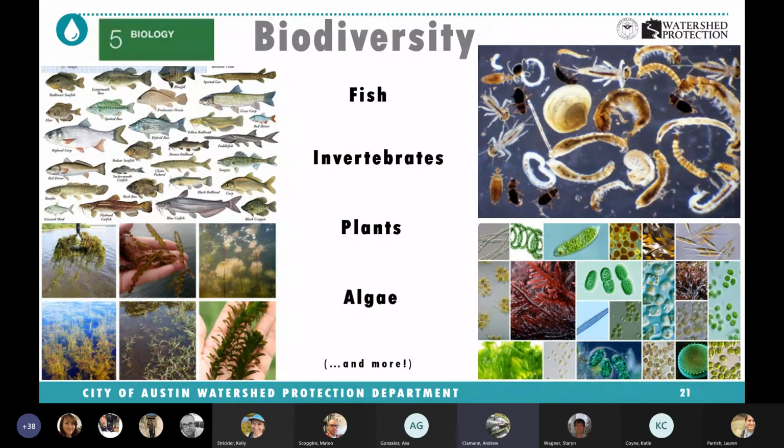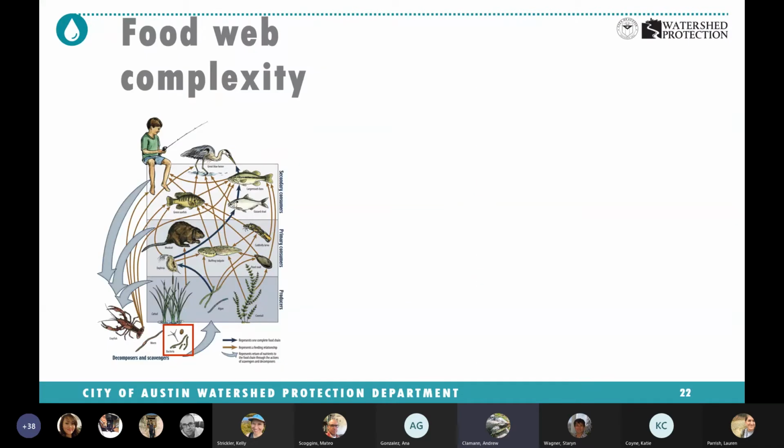What we're going to look at today primarily is just the community of invertebrates because I find them the most fascinating. But of course, the plants and the algae and the fish all work together in these really complex food webs.